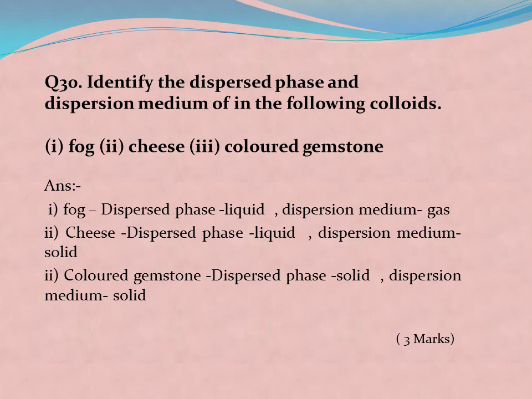Question number 30. Identify the dispersed phase and dispersion medium of the following colloids. 1. Fog. 2. Cheese. 3. Colored gemstone. Answer. 1. Fog. Dispersed phase liquid. Dispersion medium gas. 2. Cheese. Dispersed phase liquid. Dispersion medium solid. 3. Colored gemstone. Dispersed phase solid. Dispersion medium solid.